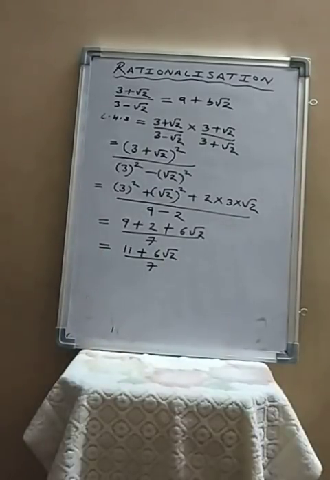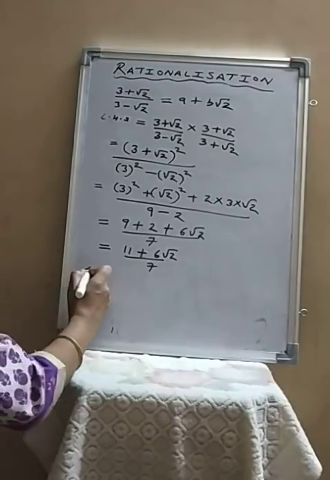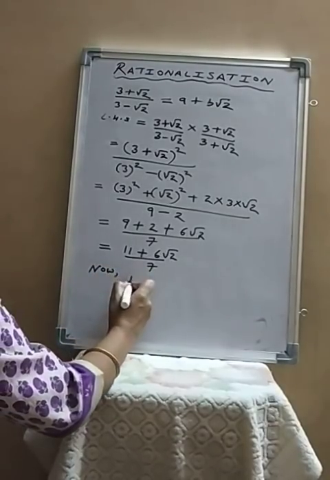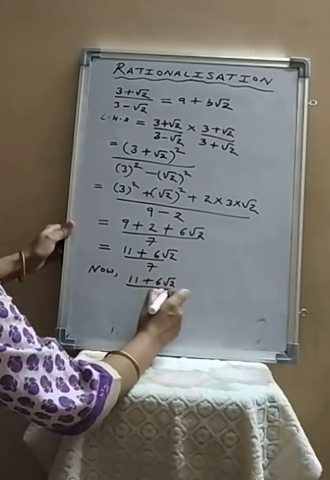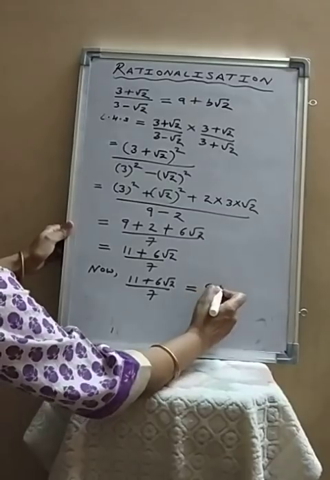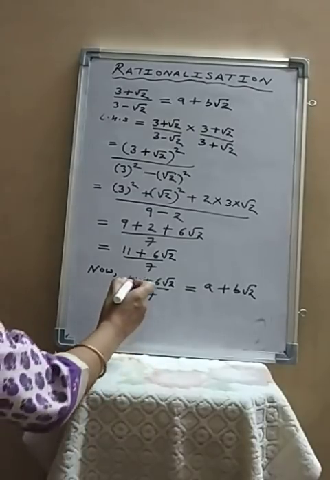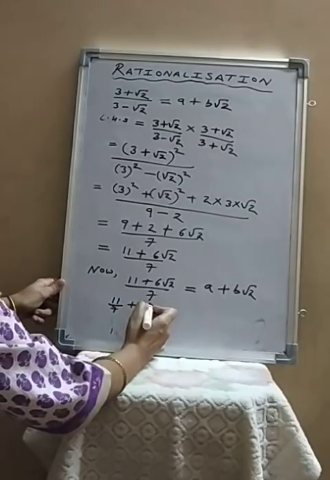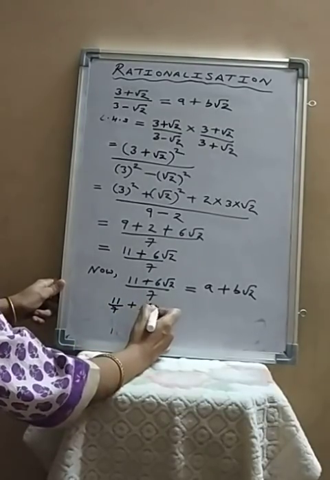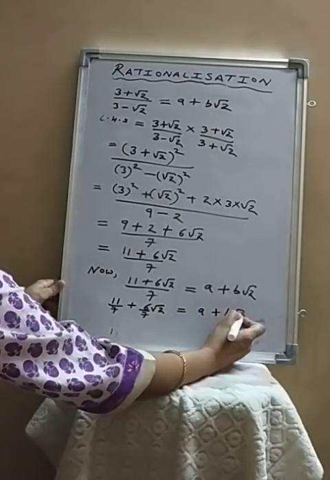Now it is rationalized. In the next step, we have to compare it with the right hand side to get the values of a and b. So now we have 11 plus 6 root 2 upon 7 is equal to a plus b root 2. Now I can separate it like this: 11 by 7 plus 6 by 7 root 2, which is equal to a plus b root 2.